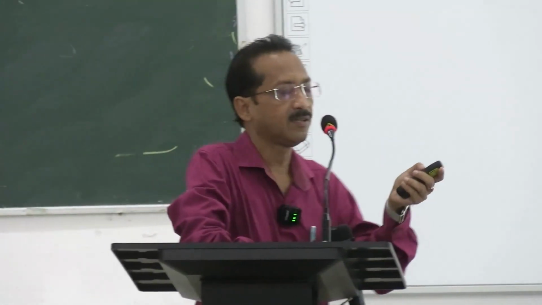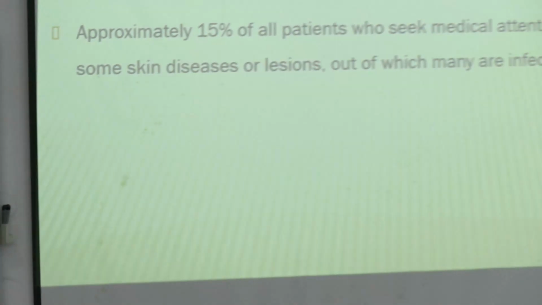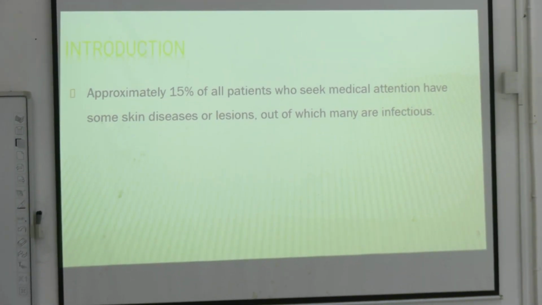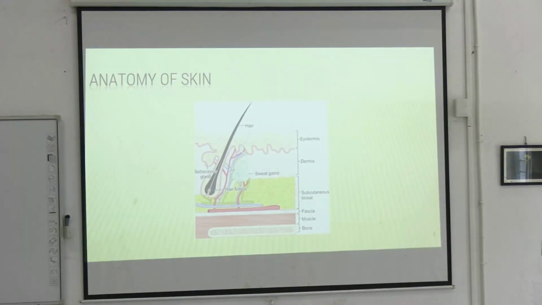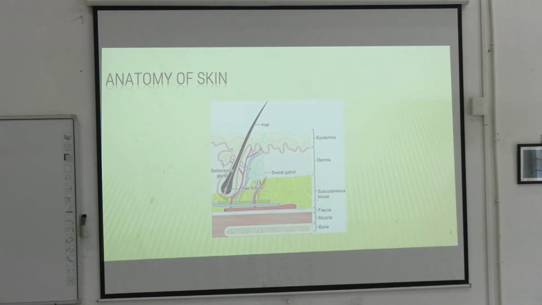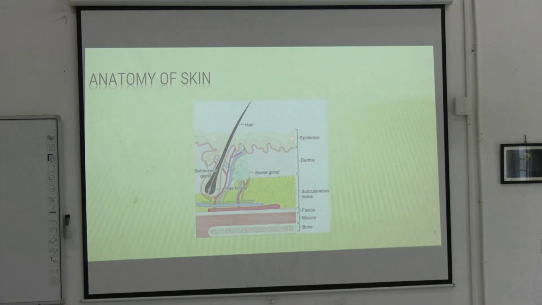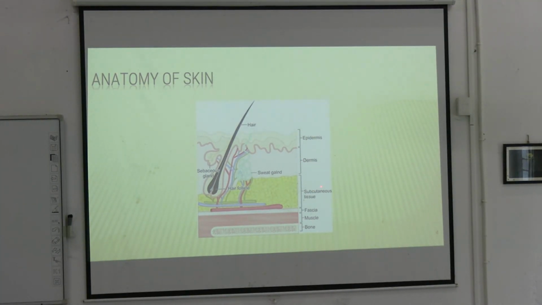Today's class is on infection of skin and soft tissue. 15% of patients present to OPD or indoor with skin and soft tissue infection. So, this is the anatomy of the skin: epidermis, dermis, and the lower part is subcutaneous tissue, fascia, then muscle and bone.